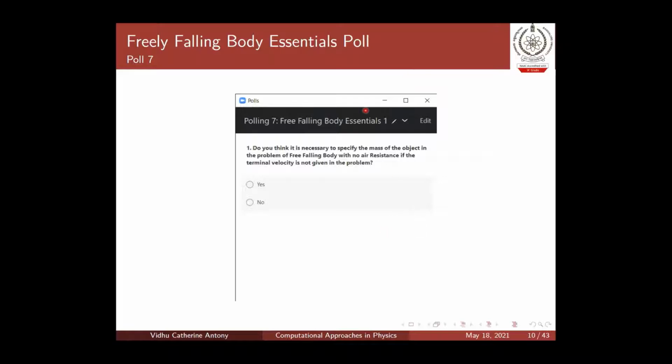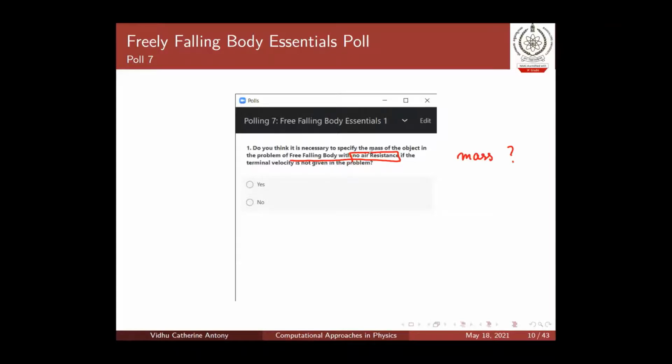Let's split this up. What am I saying? Is it necessary to specify the mass? Do you require the mass of the object in the problem of a freely falling body with no air resistance? I have specified that it's a freely falling body with no air resistance, so the rest of the question shouldn't even matter to you. Whenever I've said that, the mass of the object really does not matter. Whether it is a stone or a feather, it is going to reach down at the same time if there is no air resistance. If you put this in a vacuum, it is going to reach down at the same time.